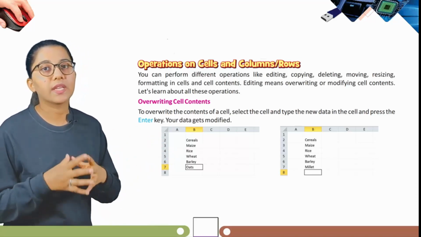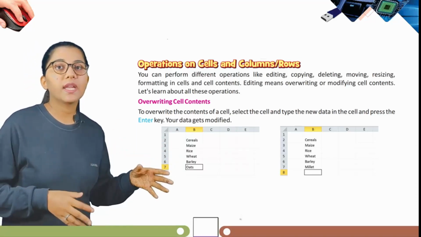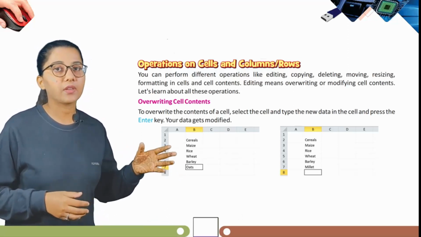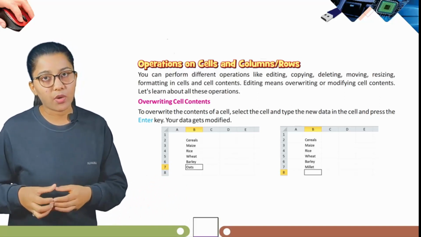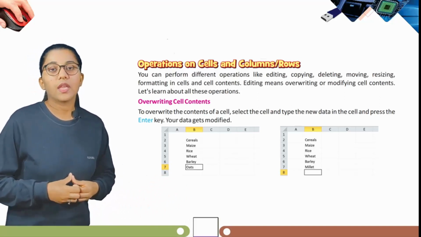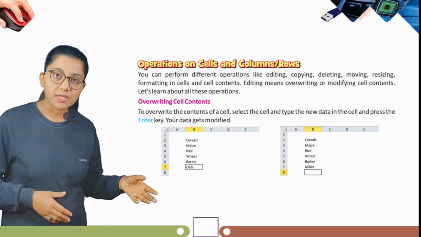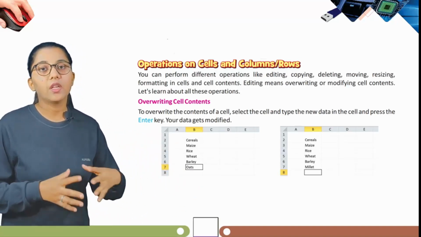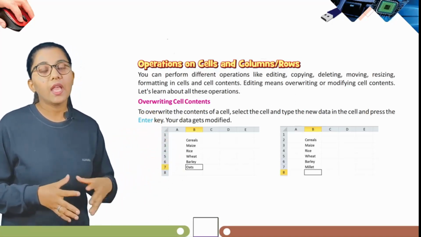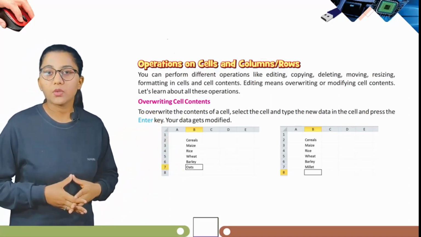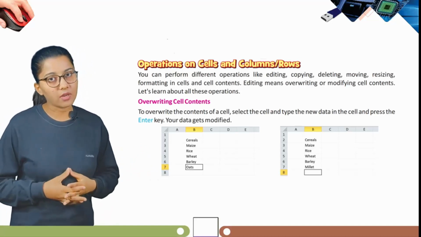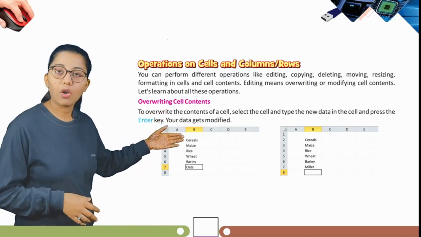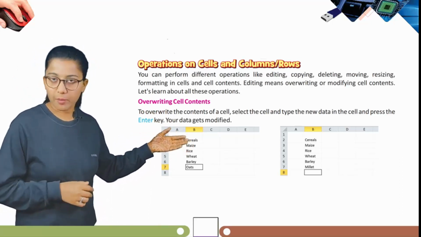To overwrite the content of a cell, select the cell and type the new data in the cell and press the Enter key. Your data gets modified. So students, in MS Excel, overwriting means editing a data. So if you want to overwrite any data, you have to click on that data and then write your new data. So this is how you will edit your data. Now you can see here the interface of modifying or overwriting a data in MS Excel.